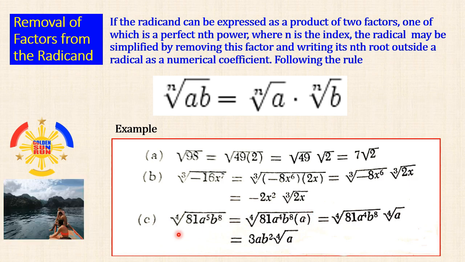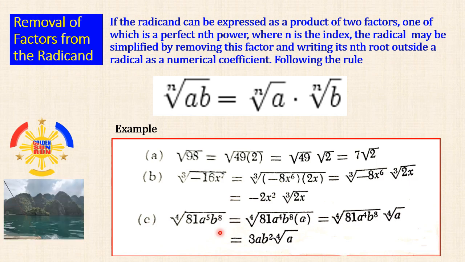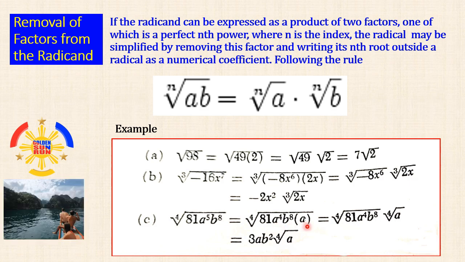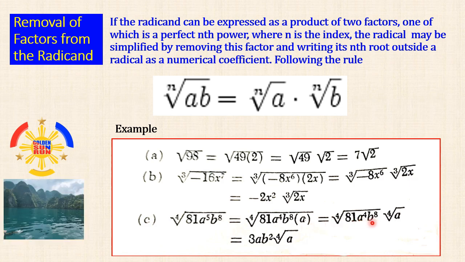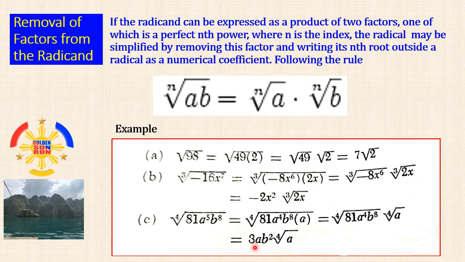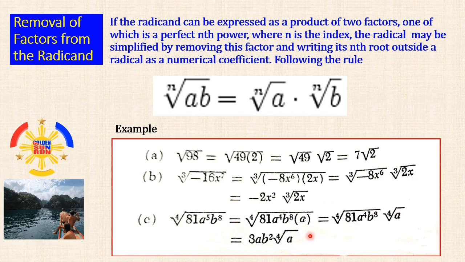At ang panghuling halimbawa, the fourth root of 81, a to the 5th, b to the 8th. The fourth root of 81, a to the 5th, b to the 8th can be written as the fourth root of 81, a to the 4th, b to the 8th times a. Kung saan ang 81 a to the 4th b to the 8th ay perfect fourth power at ang root po nito ay 3ab squared at ang natira sa radicand ay the fourth root of a. Therefore, the answer is 3ab squared times the fourth root of a.